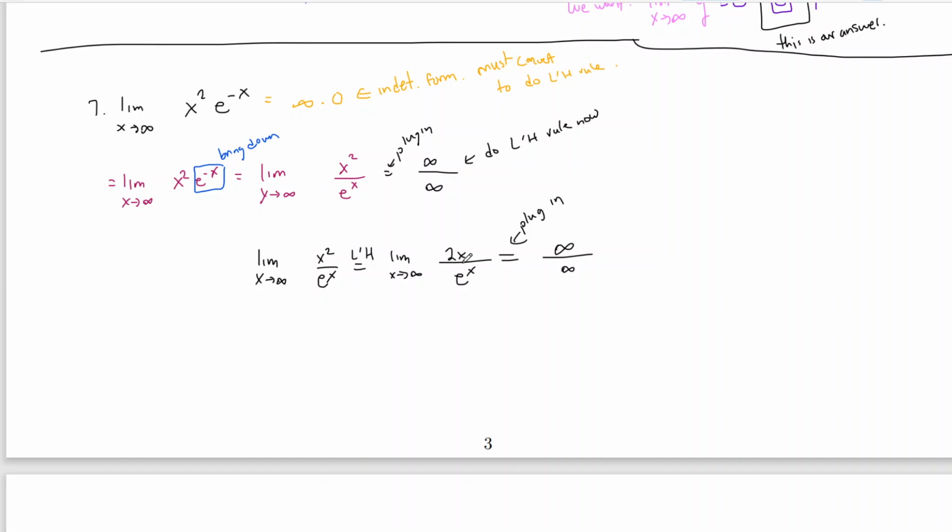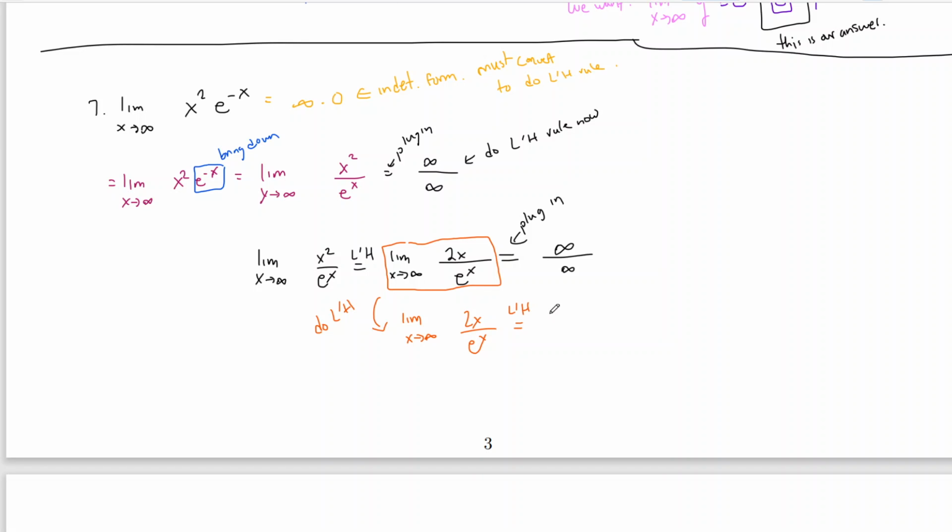Well, what's going to happen here is that no matter how many derivatives you do, this is going to stay e to the x. And as we do the derivatives on the top, the power of x is going to go down every time. And eventually it's going to be just a number. Luckily for this one, we only have to do one more derivative, but we need to do L'Hopital's rule one more time. So we have the limit as x goes to infinity of 2x over e to the x.